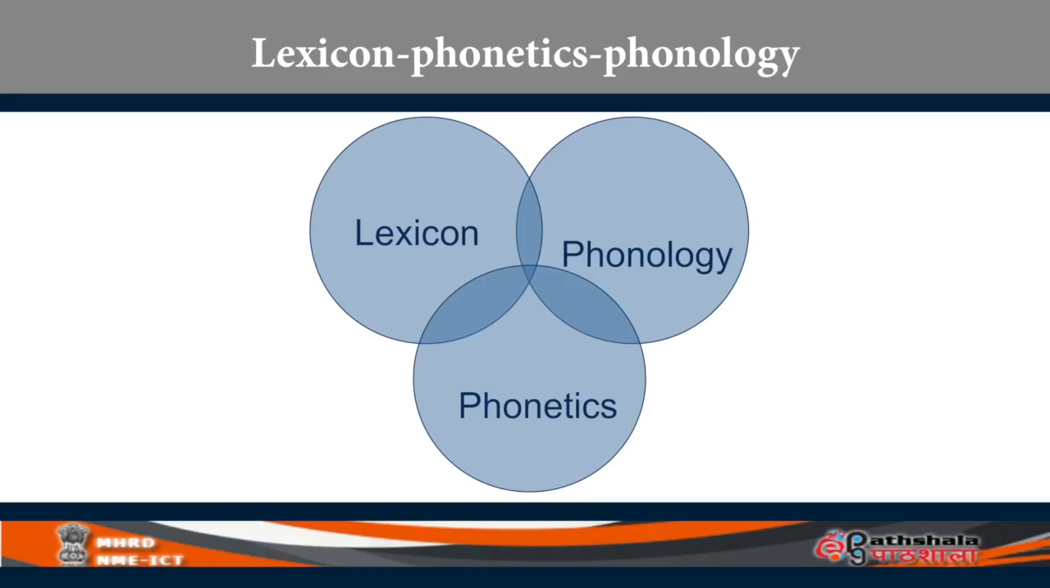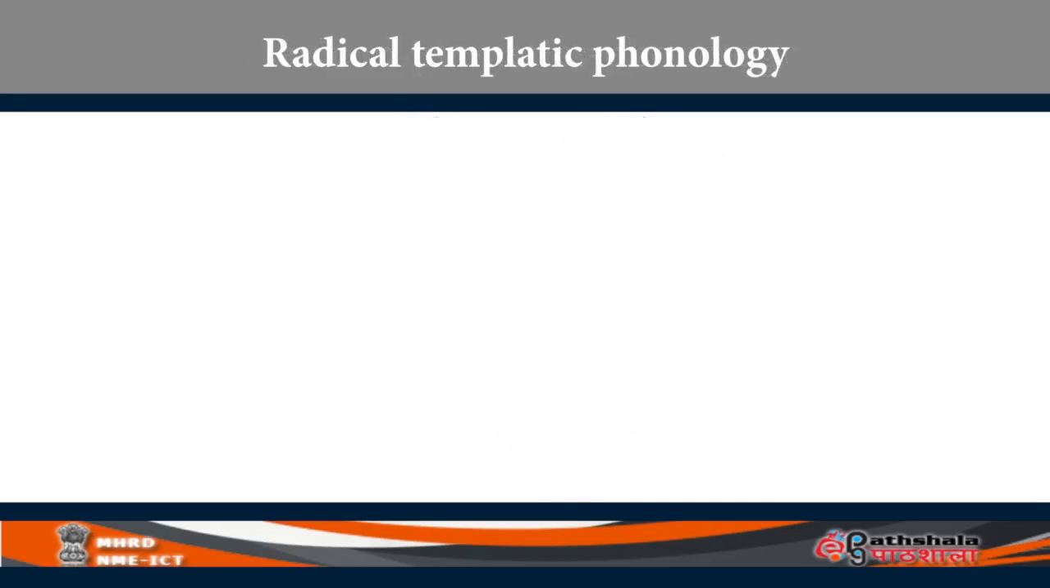This is a new way of looking at the lexicon, phonetics, phonology interface, and unless you take this perspective, you cannot explain why there is so much variation in the way children are acquiring sounds and learning to use those sounds to make up words. So, this new idea of interface or interaction among phonetics, phonology and lexicon has informed a new theory called radical templatic phonology in the 90s.